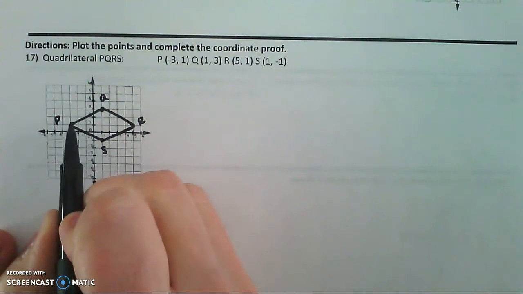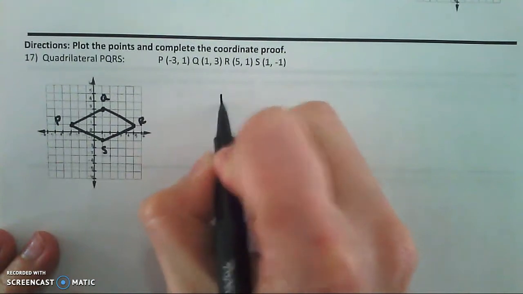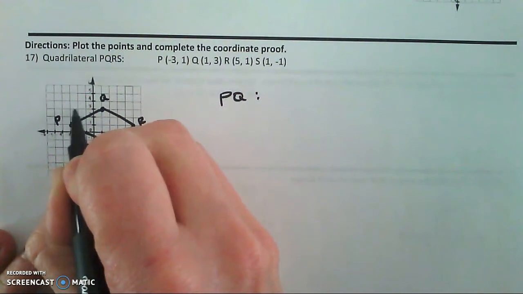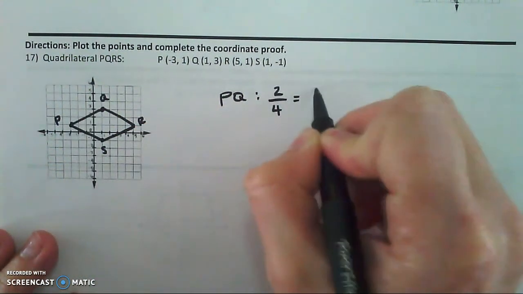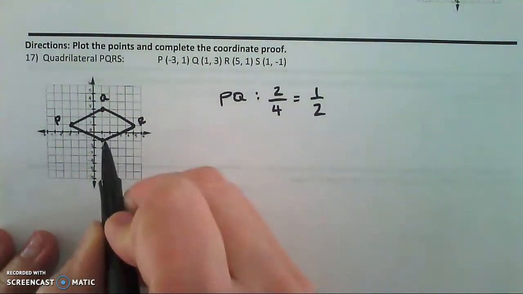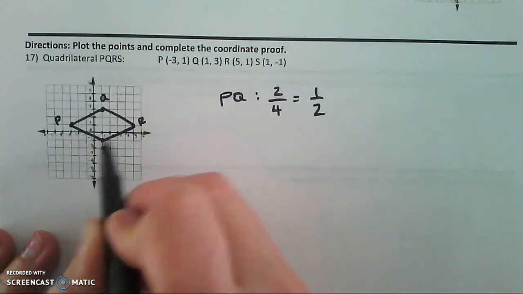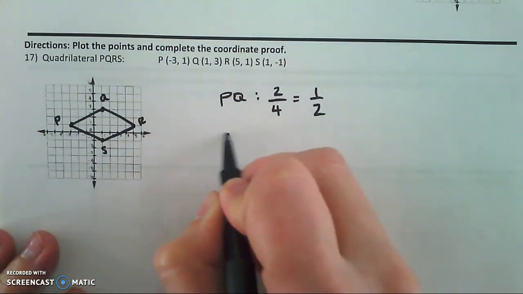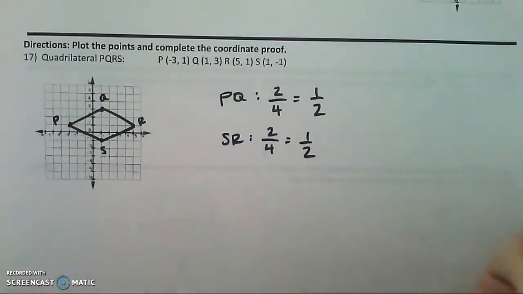So to go from P to Q, we're going up 1, 2, over 1, 2, 3, 4. So side PQ has a slope of rise 2, run 4, which is the equivalent to 1/2. I'll go ahead and find the side that's opposite PQ, which is SR. To get from S to R, I go up 2, over 1, 2, 3, 4. So for SR, it's the same thing. So we've just proved that we have one pair of opposite sides that are parallel.